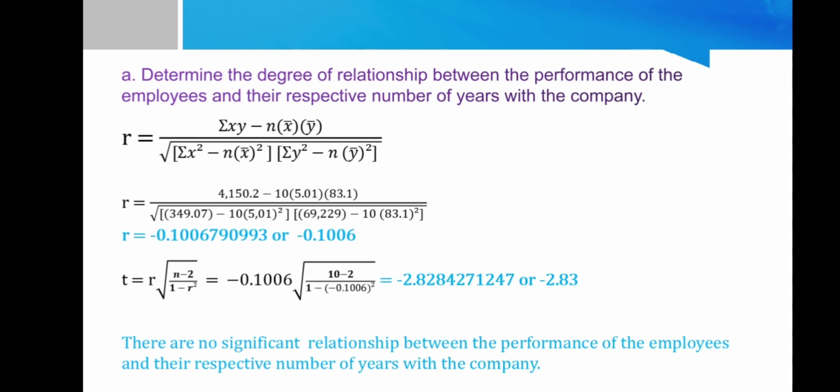T equals R radical sign n minus 2 over 1 minus r raised to 2 equals negative 0.1006 radical sign 10 minus 2 over 1 minus negative 0.1006 raised to 2 equals negative 2.8284271247 or negative 2.83. There is no significant relationship between the performance of the employees and their respective number of years with the company.